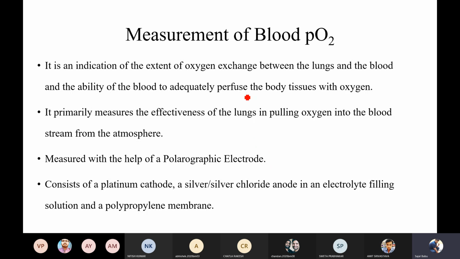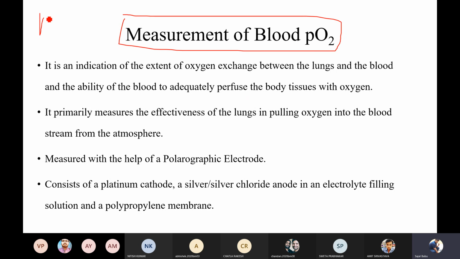So let us move to the last topic in the blood gas analyzer, that means measurement of blood PO2. I have already said that we are going to measure pH, which we had completed. We are going to measure PCO2, which we had completed. Now we need to measure PO2. So how are we going to measure the PO2? Before measuring the PO2, let us discuss what the PO2 indicates here.